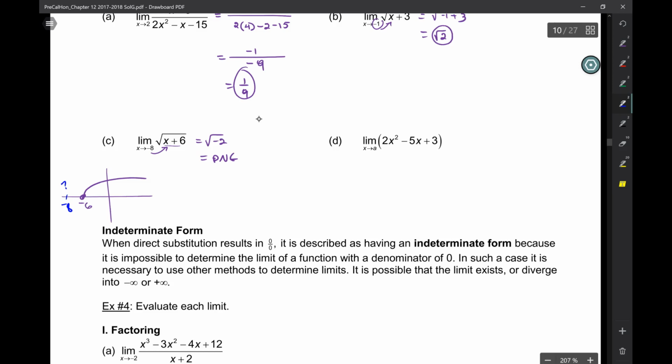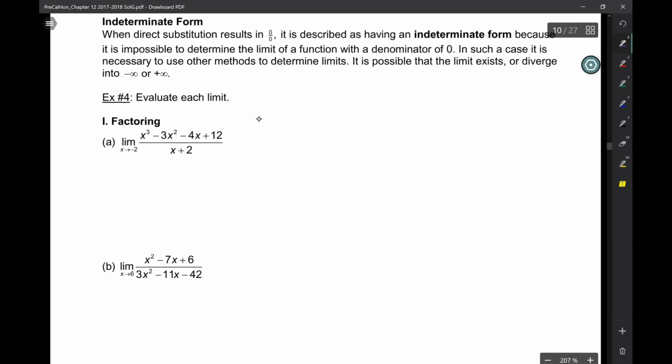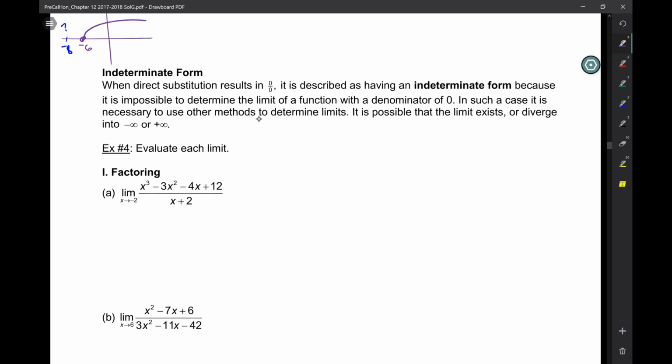Okay, what about this one? The limit as x approaches a, right? We just plug in a in there. Okay? Now, this is all the not so exciting stuff. So let's get into some exciting stuff.